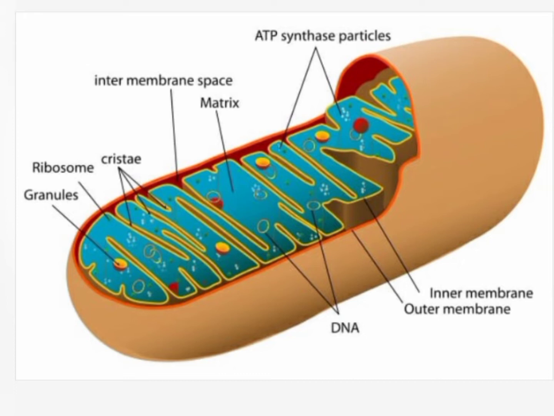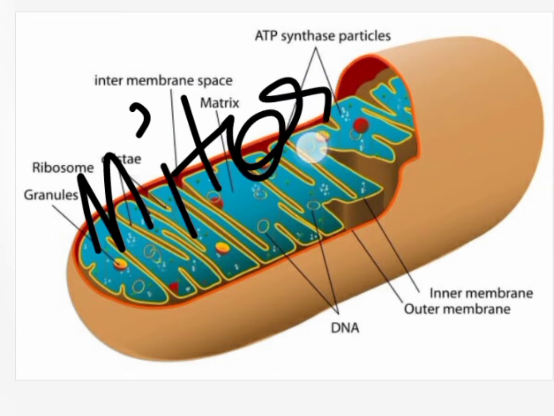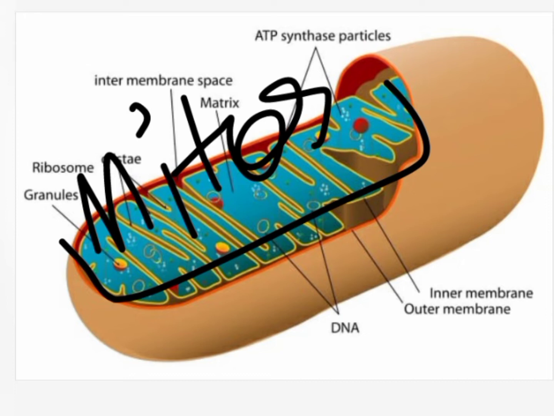The word mitochondria is derived from Greek words. First is mitos, M-I-T-O-S, which means thread, and chondrion means granule. So, a thread-granule kind of structure. Now we'll also understand why this is called so. So mitochondria is derived from Greek words mitos, which means thread, and chondrion, which means granule.